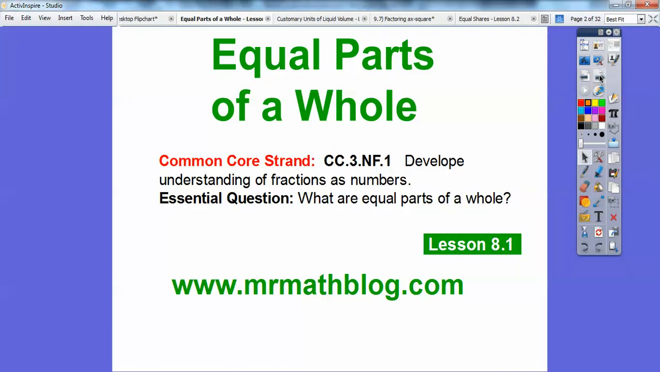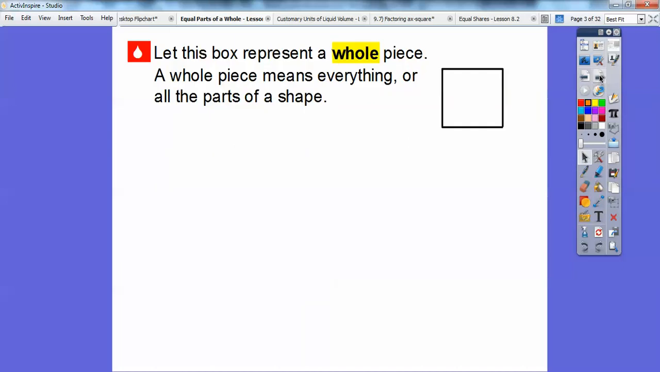So what are equal parts of a whole? That's what this lesson is going to be talking about. This is a quick lesson, you guys. Let this box represent a whole piece right here. We're going to be talking about a sandwich in a little bit, so we'll just pretend this is a whole piece. A whole piece means it's everything, or all the parts of this shape right here. Equal parts are exactly the same size.